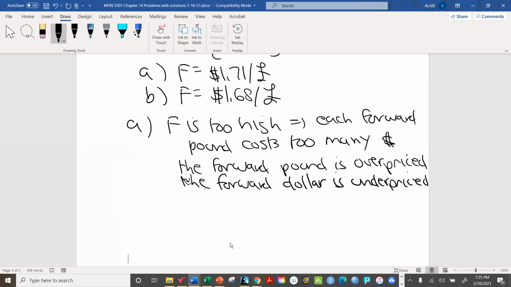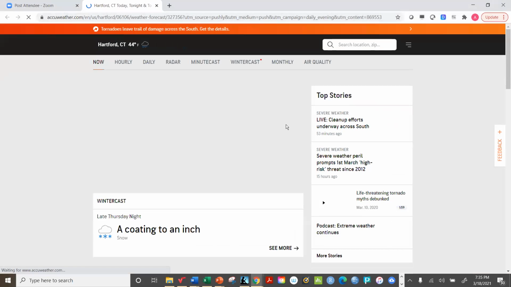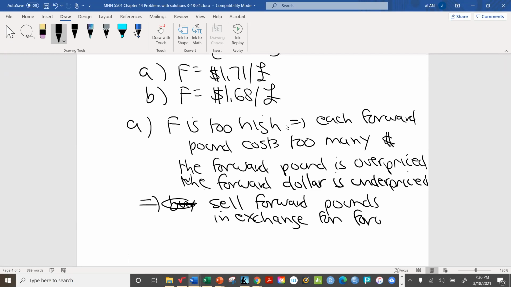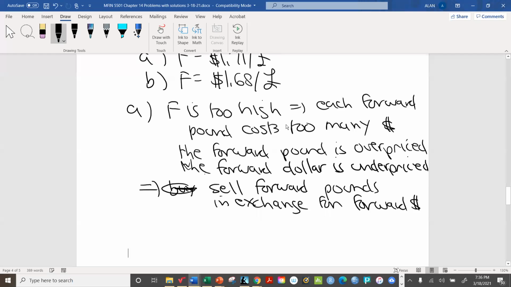Which means that sometime during our procedure here, we should sell pounds forward. Sell forward pounds in exchange for forward dollars. That's our strategy. The rest of it falls into place once we know how to do that.